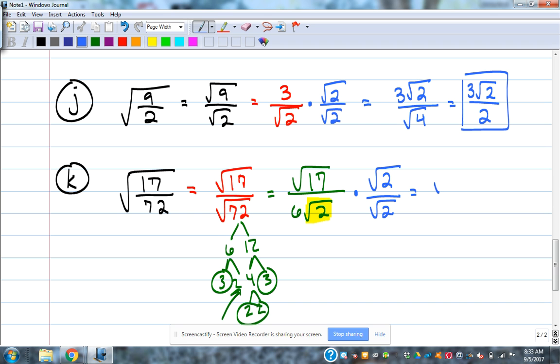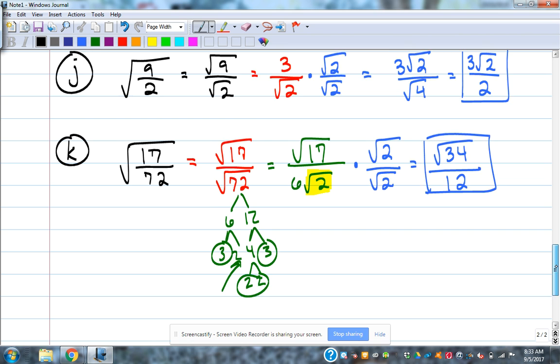So that's going to be 17 times 2, 34, over 6 times square root of 4. Square root of 4 is 2. 6 times 2 would be 12. And we've simplified that. Anytime you rationalize, your square roots should go away in the denominator. And then you always look to see if you can simplify the numerator. It won't here because it's 17 times 2, and that doesn't break down any further.